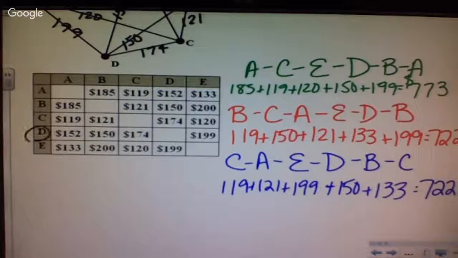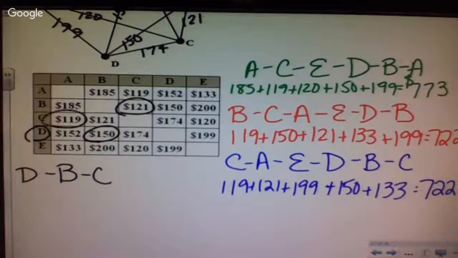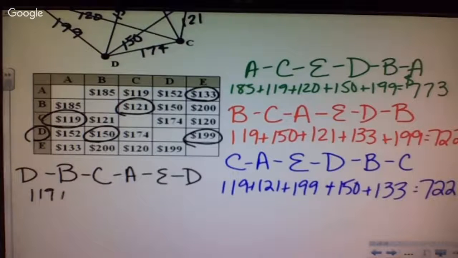Two more. This time I got to start at D. So we're going D, B. Okay, so we go to B. B, we go to C, you said? C, we either need to go to A or E. A, E last. Then we've got to go to E. A to E is 133, and we've got to go back to D, and E to D is 199. So we got 119, 150, 121, 133, and 199.